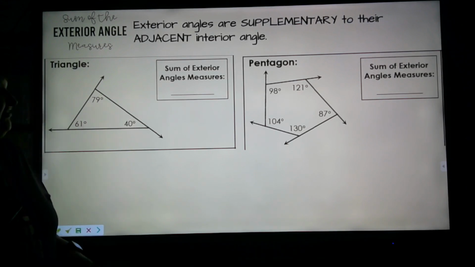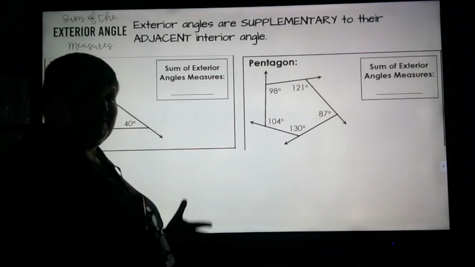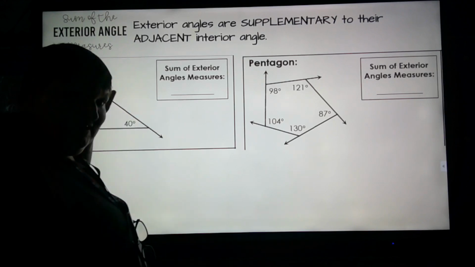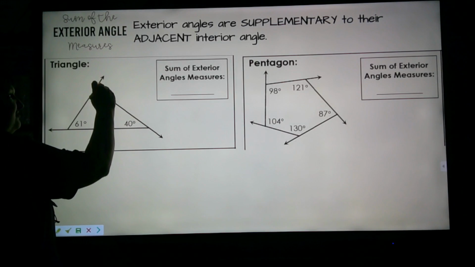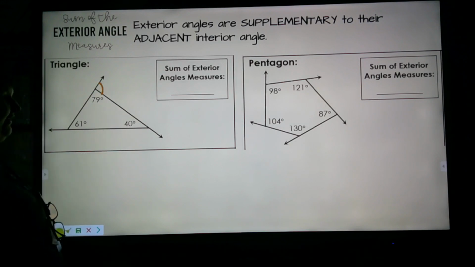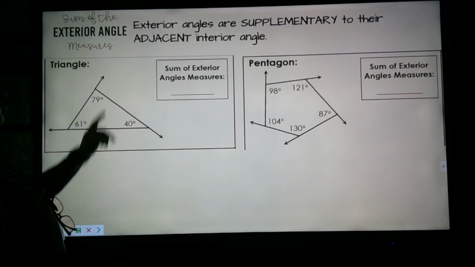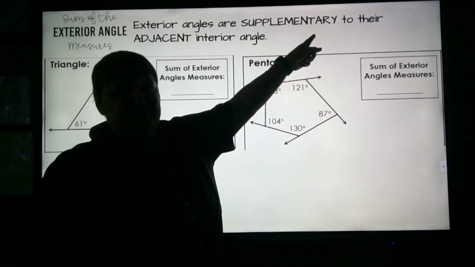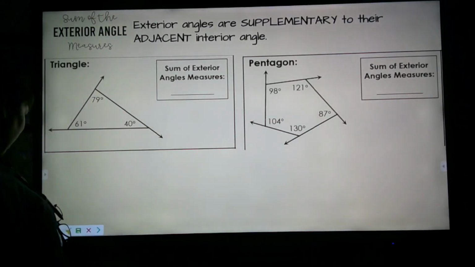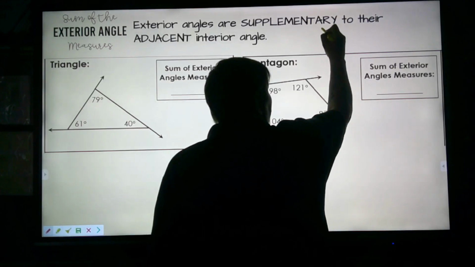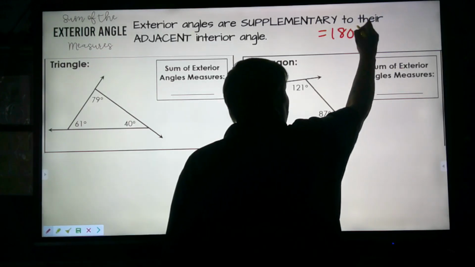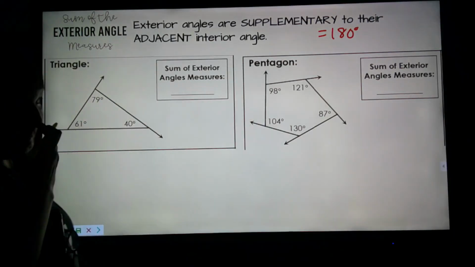Some of the exterior, everything we've done so far has been interior angles. Now let's look at the exterior, the outside angles. We're looking at the angles outside. All right? It says exterior angles are supplementary. Supplementary meaning they have to equal 180. Supplementaries, when you add them together, equal 180 degrees. Good, useful information to know.